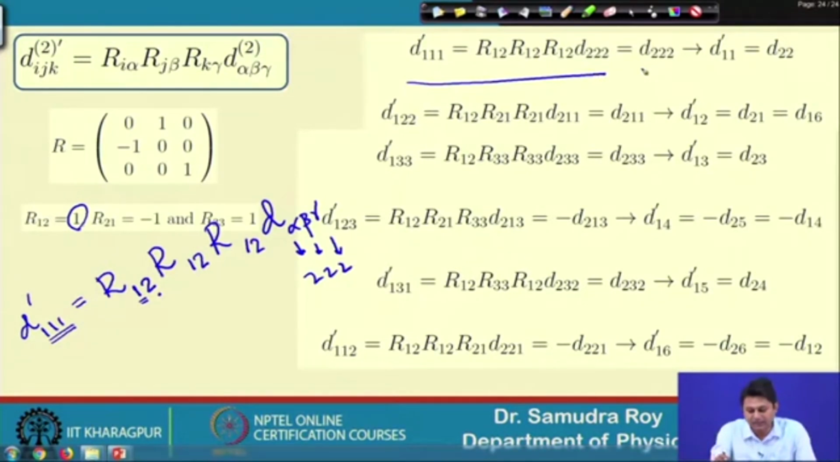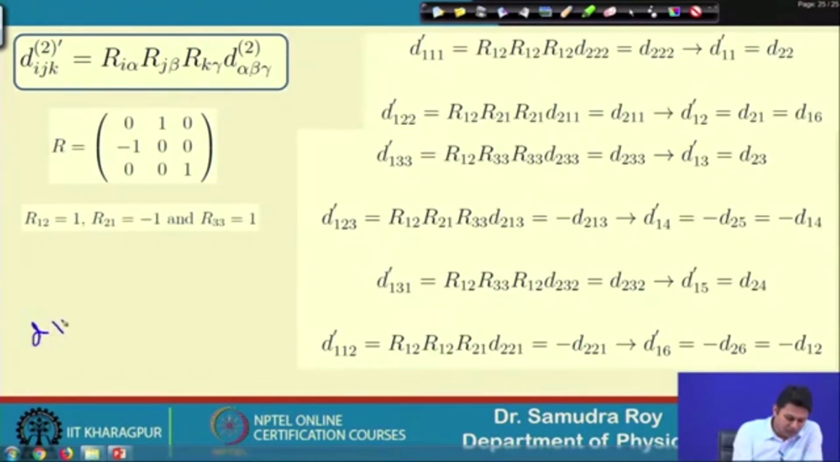So, we find that D 2 2 2 is nothing but D 11 prime, or D 11 prime is equal to D 2 2. That is my first coefficient, and this coefficient D 11 prime can be represented in terms of D 2 2, which is a non-prime coefficient. Okay. Now, next, what should be the value of D 22, D 122? The next one is D 12.